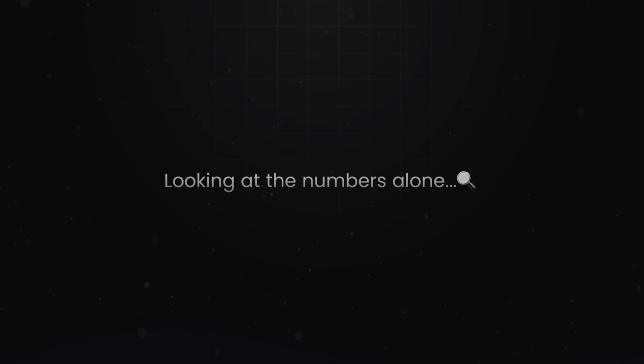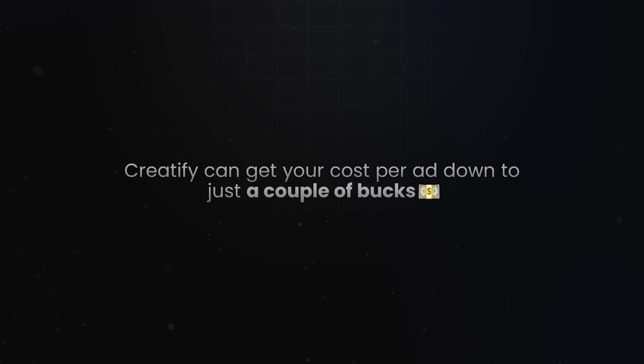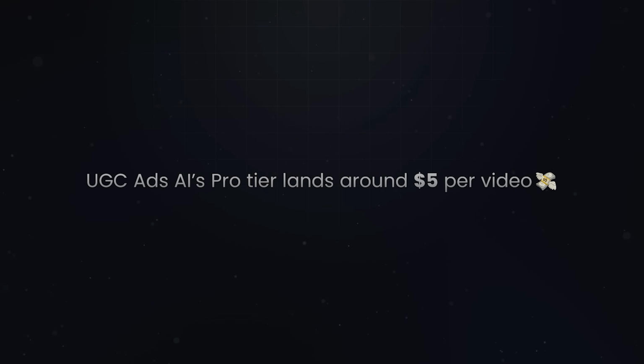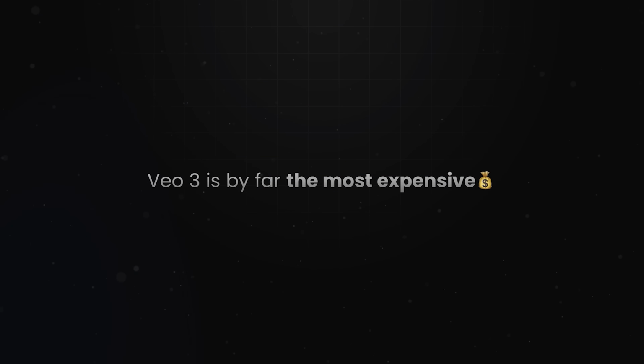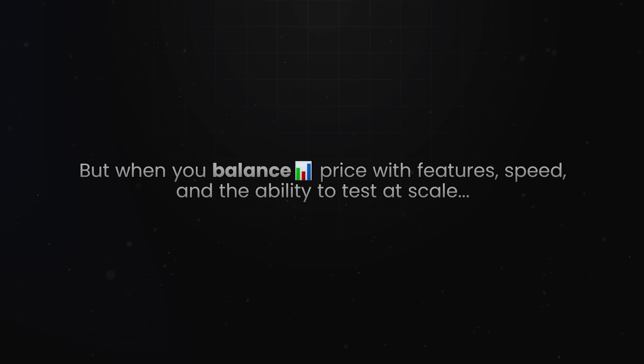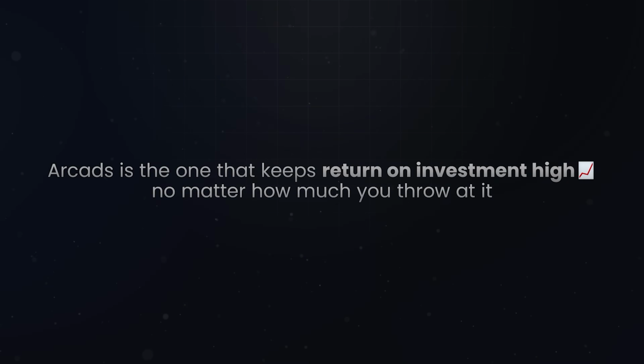Looking at the numbers alone, Creatify can get your cost per ad down to just a couple of bucks. UGC Ads AI's Pro tier lands around $5 per video, and VO3 is by far the most expensive once you account for iteration time. But when you balance price with features, speed, and the ability to test at scale, ArcAds is the one that keeps its return on investment high, no matter how much you throw at it.